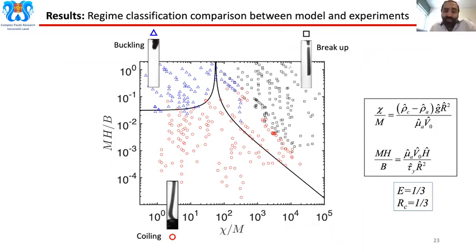So regime classification, we did numerics and experiments, and we have a good comparison between experiments and the model, except for some regions where, due to inertia or other effects that I can explain in the discussion session or in the question, we have some discrepancy. But overall, the comparison in terms of the regime is good.